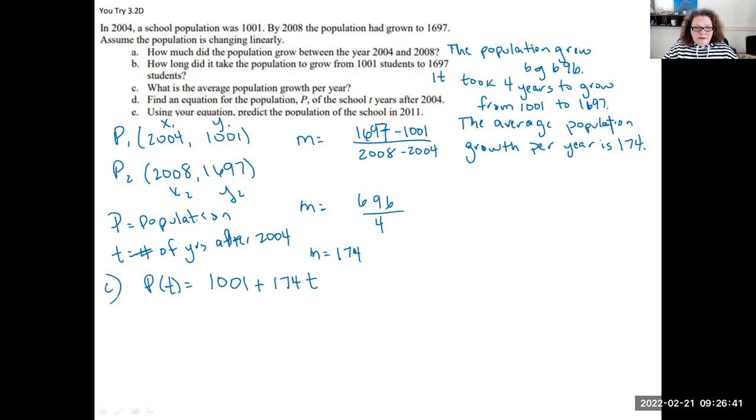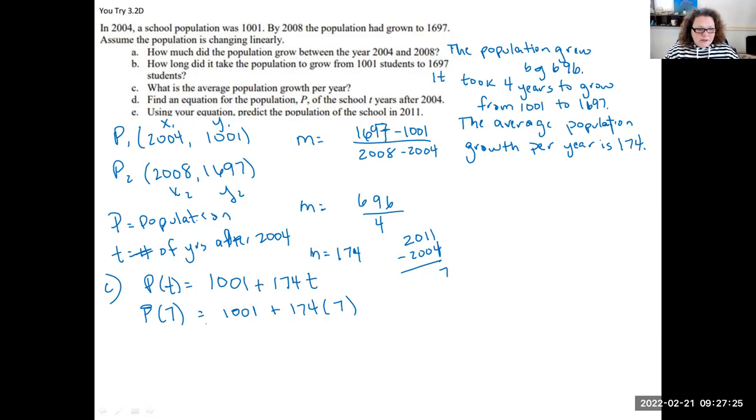All right, now we need E. Using our equation, predict what the population of the school is in 2011. Now we can't just plug in 2011 for T because that would be incorrect. T is the number of years after 2004. So we need to subtract 2004 from 2011. And it's a 7-year difference. So the population 7 years after 2004 is equal to 1001 plus 174 times 7.